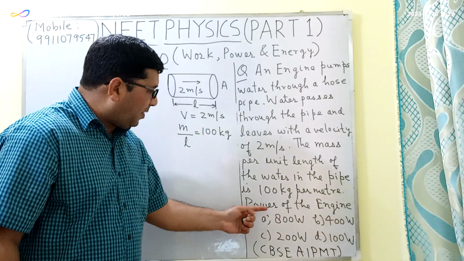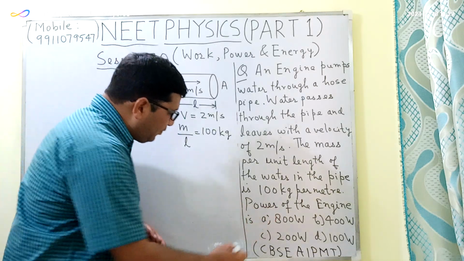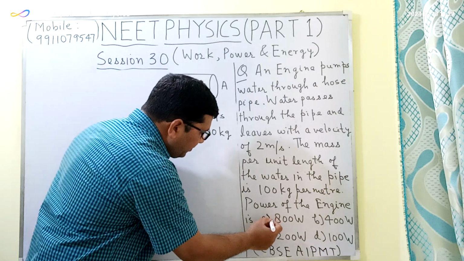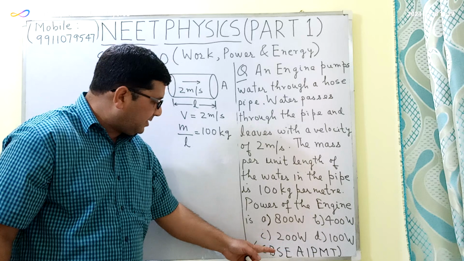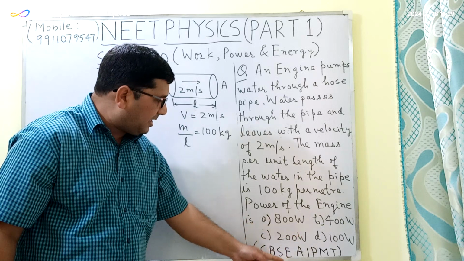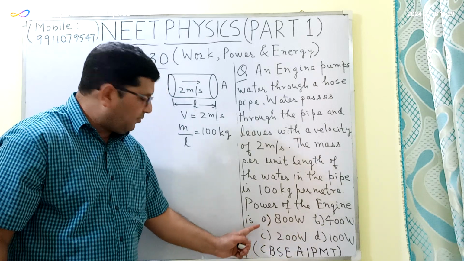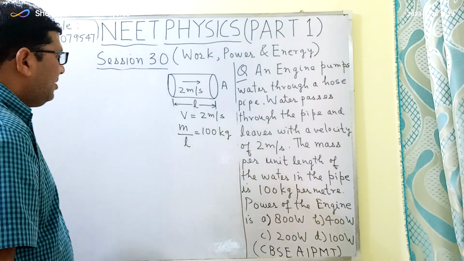And the question is, power of the engine is. So there are four options here. First one is 800 watt, second one is 400 watt, third is 200 watt, and the last one is 100 watt. And we have to find the correct option.